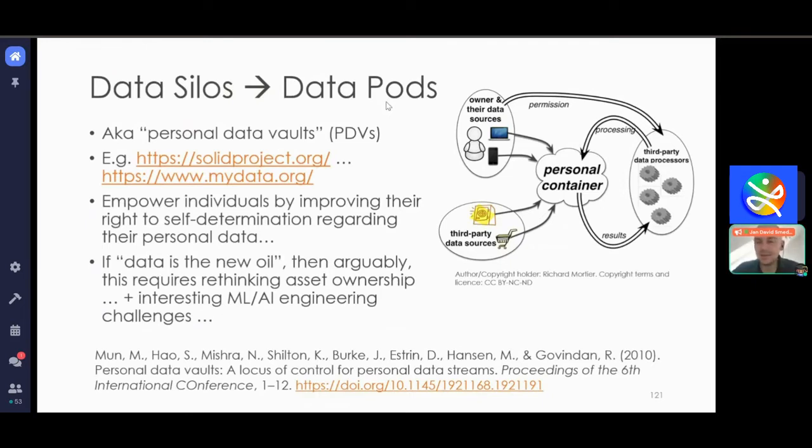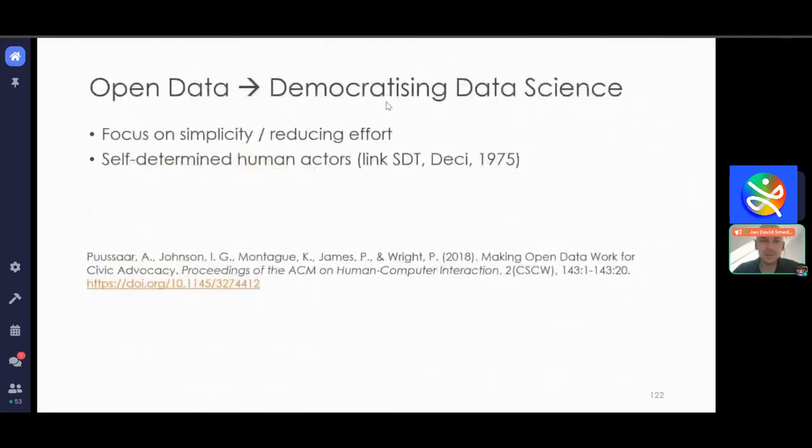Yeah, it's a really important area, and it also brings some very interesting machine learning and AI engineering challenges, how you can interact with such data pods and still build and improve meaningful models. But not to get too much into that.